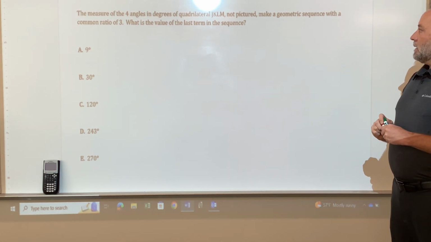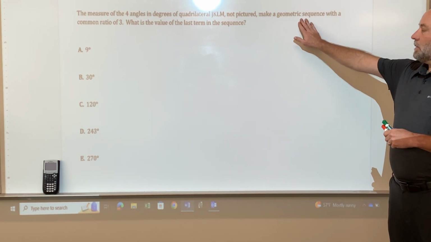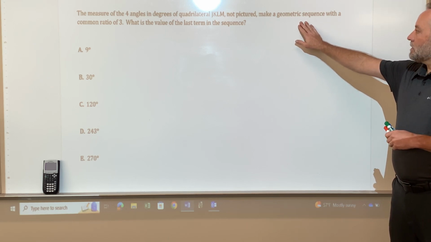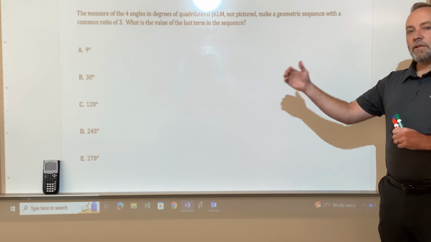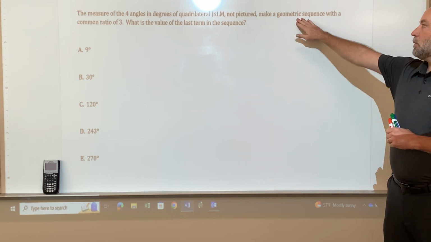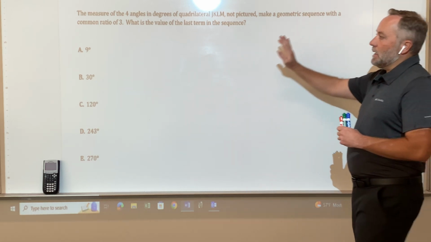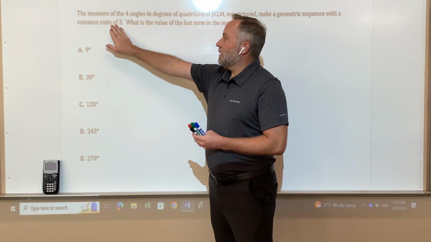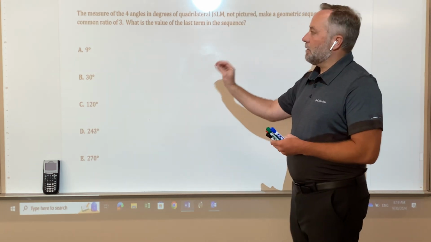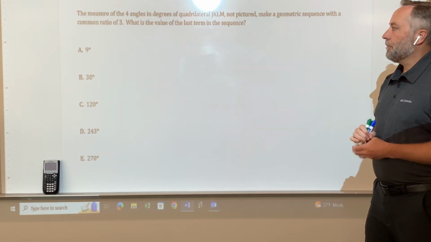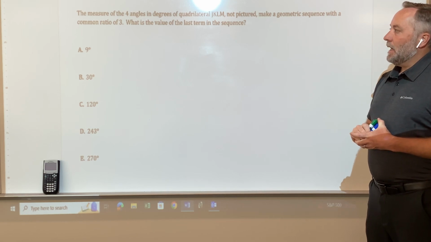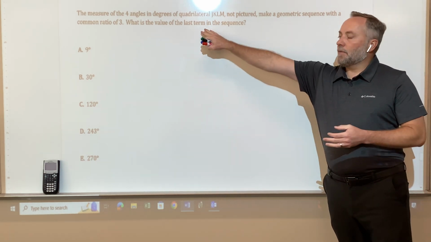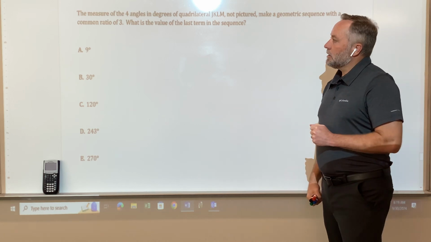The other thing we need to be aware of is this concept of a geometric sequence. A geometric sequence is a sequence of numbers in which you get from one term to the next by multiplication. In this case, we're going to multiply by 3, so every term is going to be 3 times the previous term. And then we just need to pay attention to what we're being asked. The question is, what is the value of the last term in the sequence?